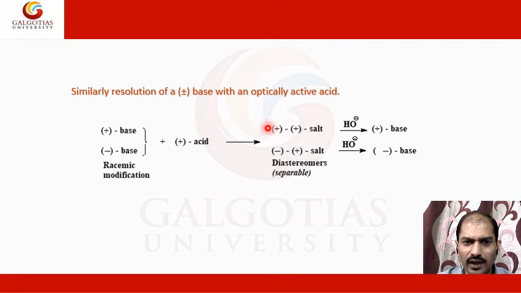But you can see the chiral center. It means two chiral centers: one is having RR, and another is having SR. So these two components of an organic substance or organic molecule will be diastereomers, so those can be segregated with the help of this way.